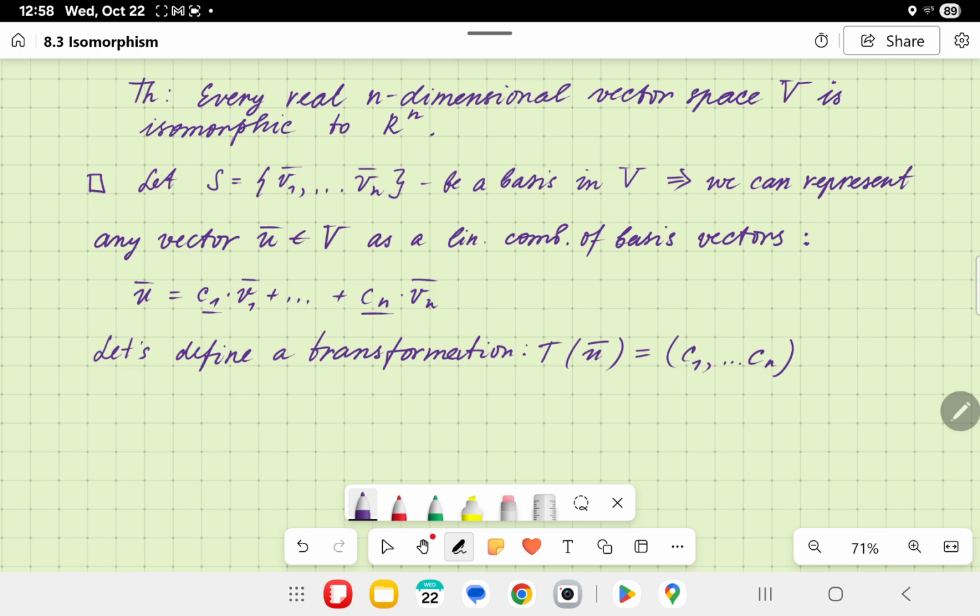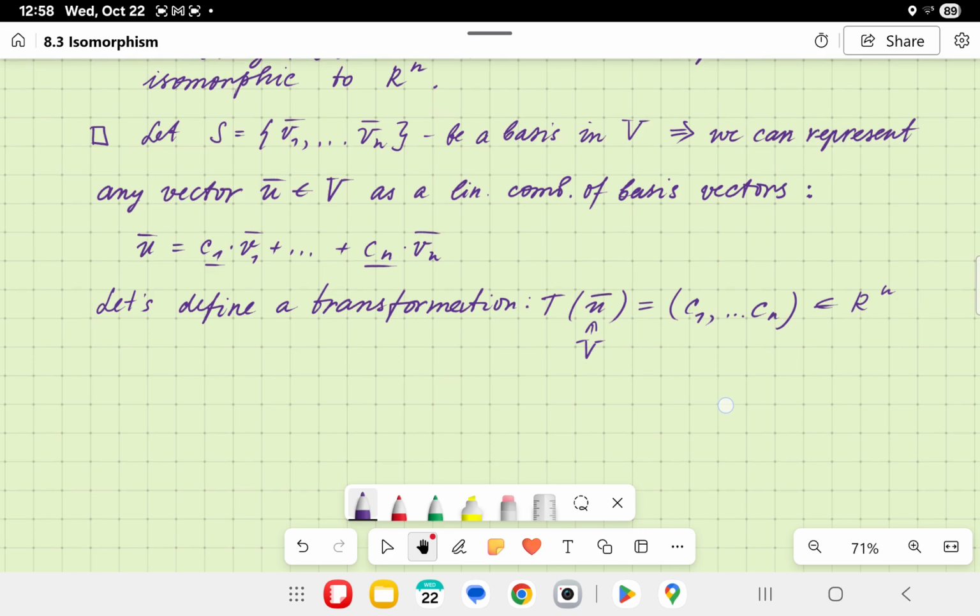So take any vector, represent it through the basis, copy the constants, and create a vector which belongs to Rn. And the original one belongs to our vector space V, right? Basically, guys, we are going to use coordinates of a vector in a certain basis, and it can be any basis.